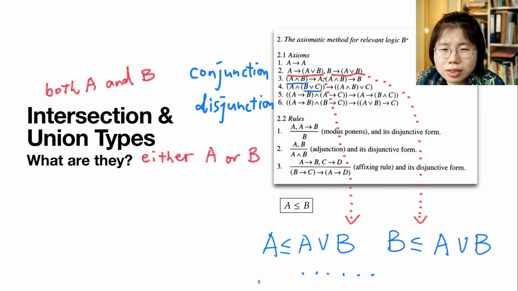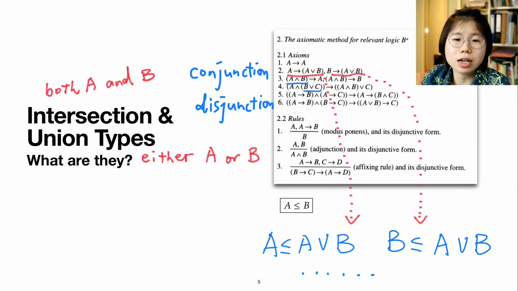So, what are intersection and union types? Given types A and B, any term of A intersection B contains the information of both A and B, while a term of A union B only needs to have the information of either type A or type B. That is similar to logic conjunction and disjunction. And we know that logic reasons on propositions. Following the Curry-Howard isomorphism, propositions correspond to types, implications correspond to function types, conjunction and disjunction then correspond to intersection and union types.